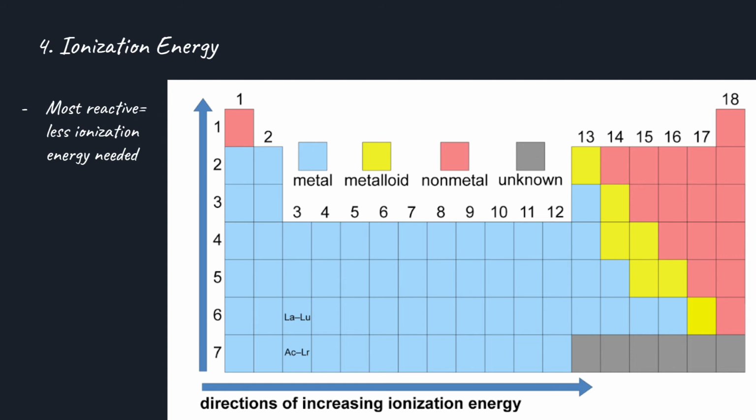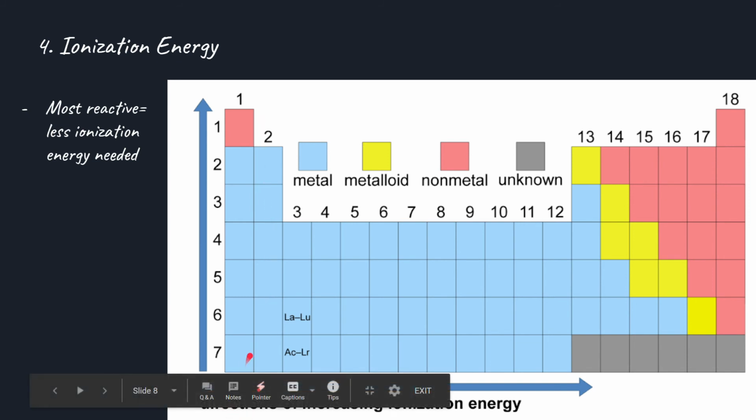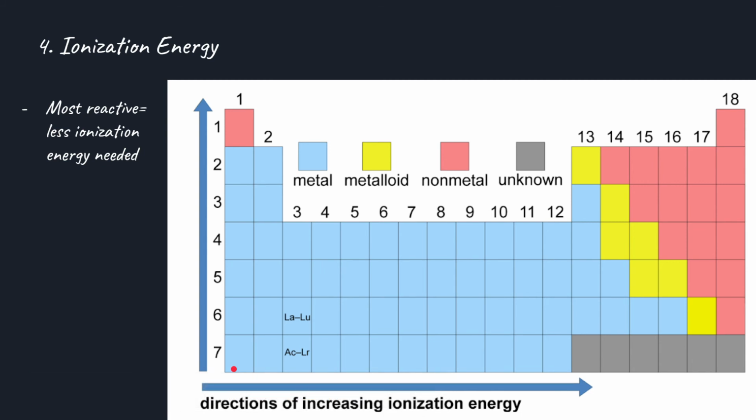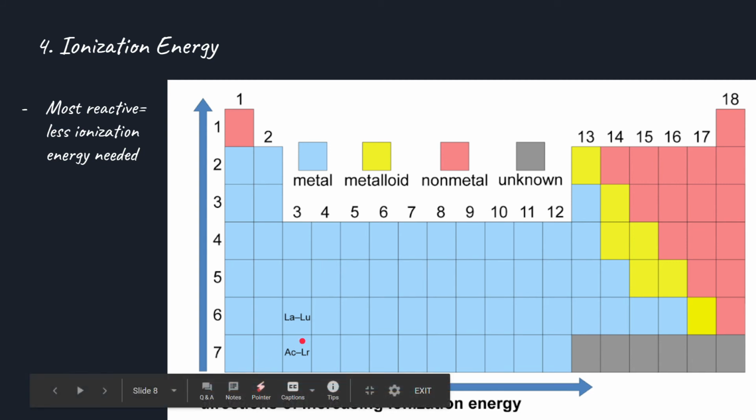So small atoms like hydrogen right here, the valence electrons are super close to the nucleus, so it takes more energy to pull them away. And francium over here, since the valence electrons are so far, it takes less energy. So more energy that way, less energy in the bottom left-hand corner.